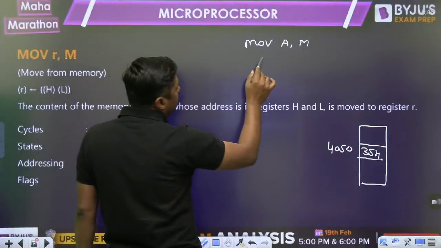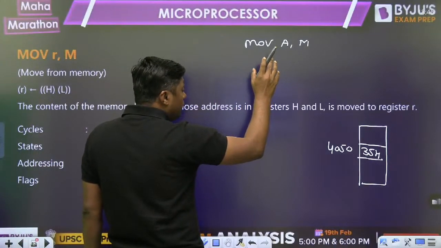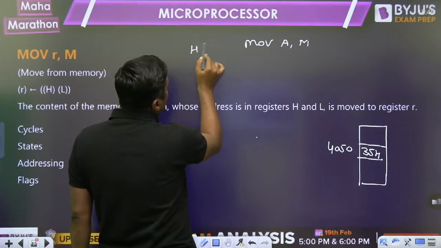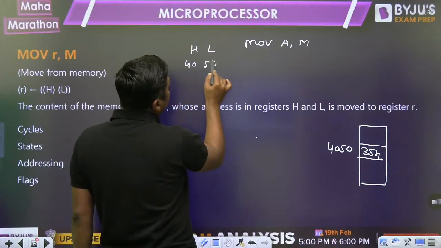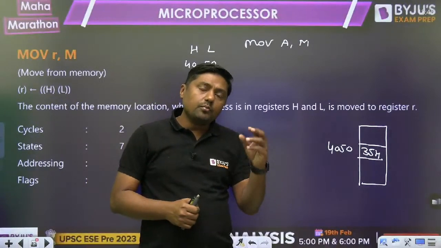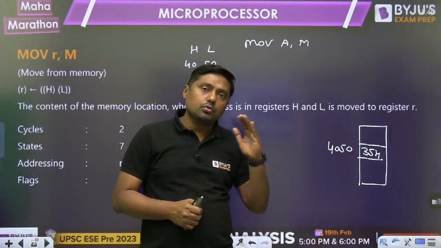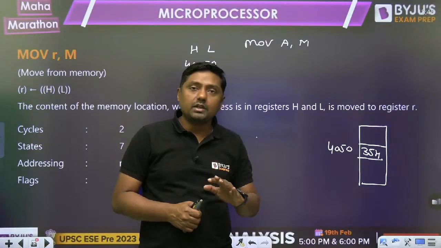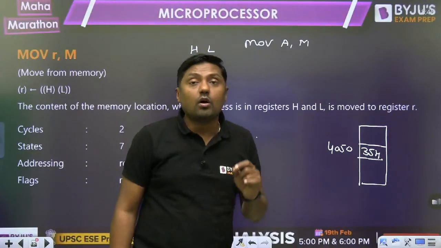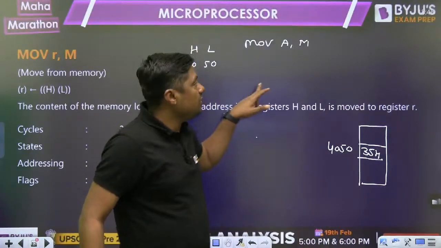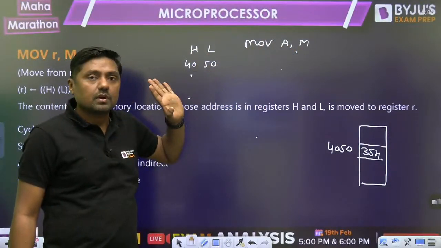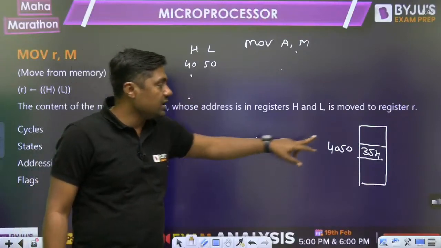Move A comma M. Now, which will give you the location of the memory? The HL pair. In the HL pair, we have, let's say, 4050. When I am writing MOV A, M, the data from the memory location will copy to what? The accumulator. And the address of that memory location is given by the content of the HL pair. So this is the HL pair, we have 4050, and data will copy from this location to the accumulator. For example, here it is 35.